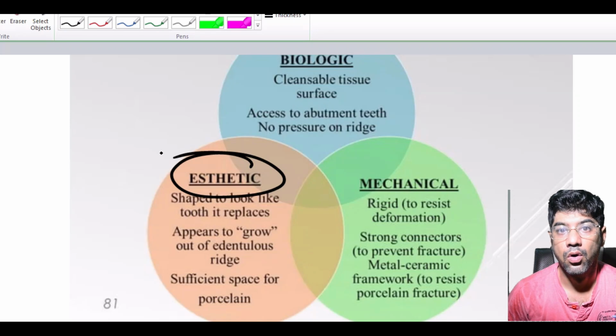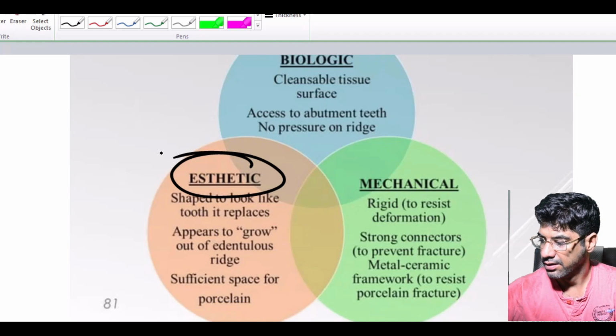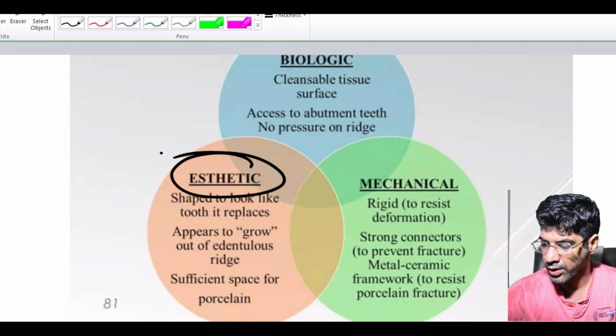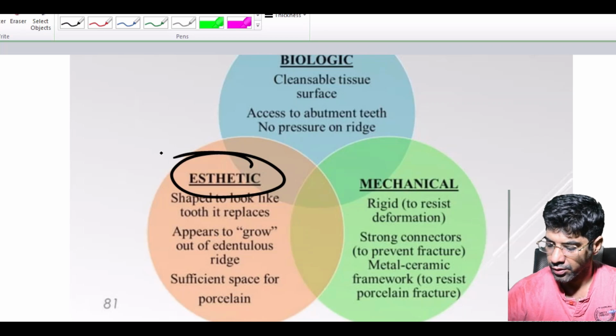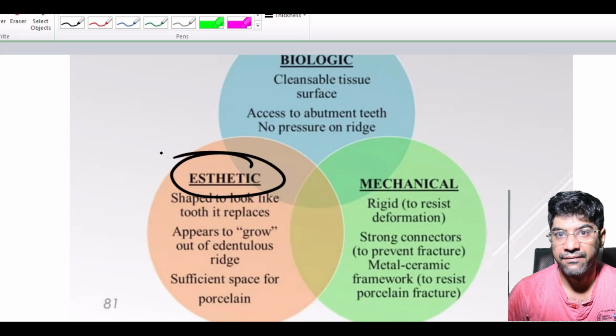Now, what are the ideal requirements of a Pontic? First of all, it should restore the function of the replaced tooth. Second, it should provide good aesthetics. It should also be comfortable for the patient.